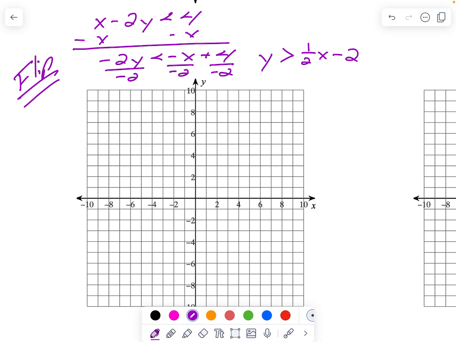Well, let's see. So we're going to get, starting at negative 2, up 1 over 2, up 1 over 2, up 1 over 2, down 1 over 2, down 1 over 2, and so forth. It is strictly greater than, so we're going to do a dashed line.